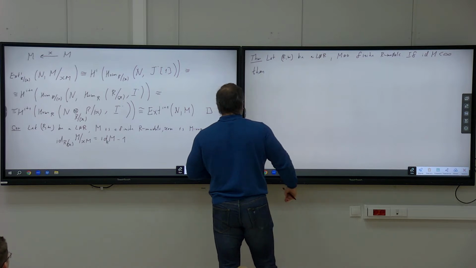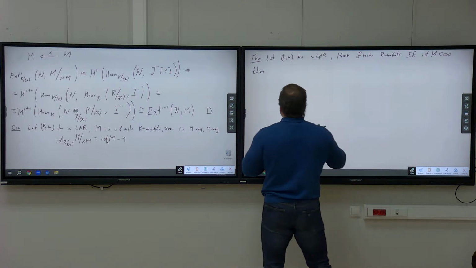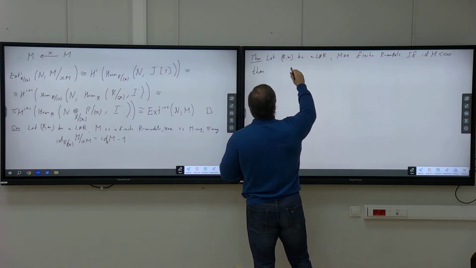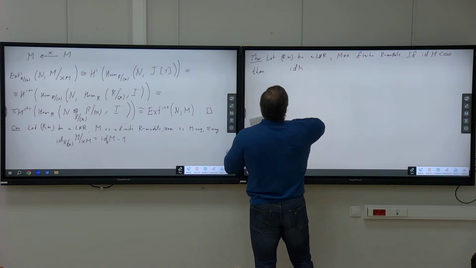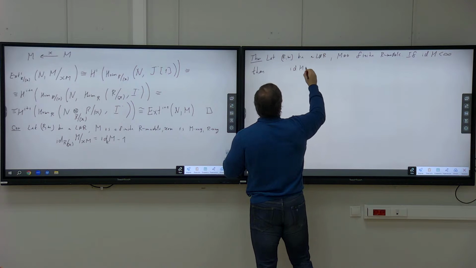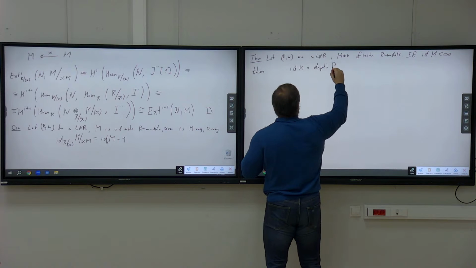for the injective dimension. Remember, before we had a formula for the projective dimension in terms of the depth. Now we have a formula for injective dimension. So the injective dimension of M is equal to the depth of the ring.